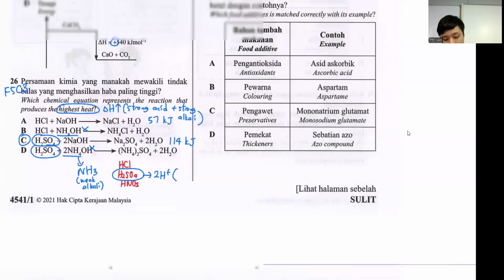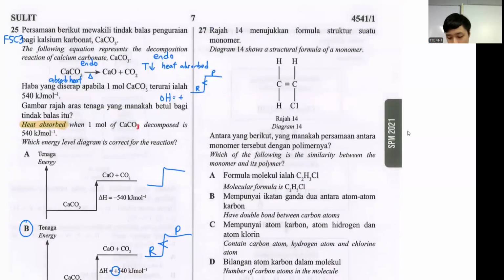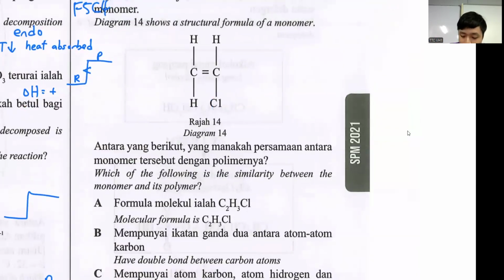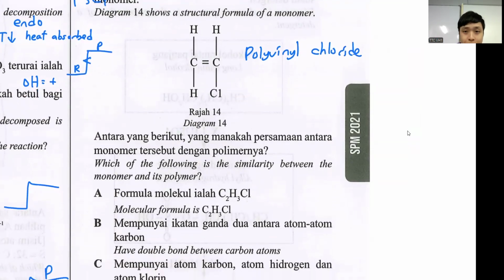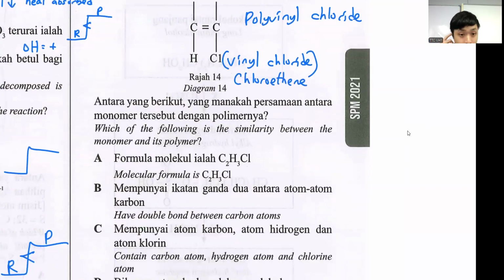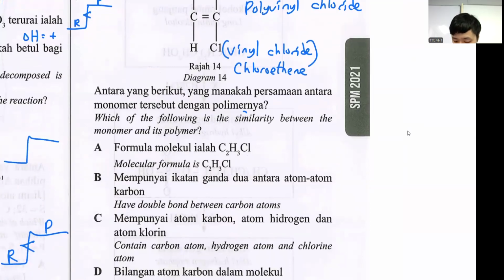Okay. Question 27. This is Form 5, Chapter 4. Diagram 14 shows the structural formula of a monomer. This is what we recently learned. This is polyvinyl chloride, used to make water pipes and all this. The structure of polyvinyl chloride. I mean, this is vinyl chloride. This is the monomer, right? Or you can call it chloroethene.